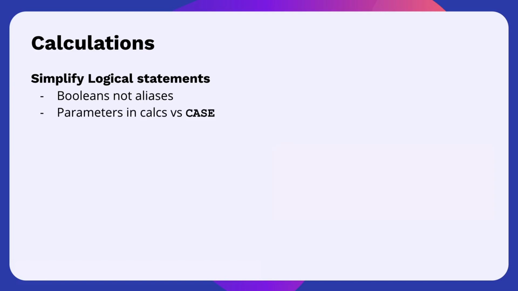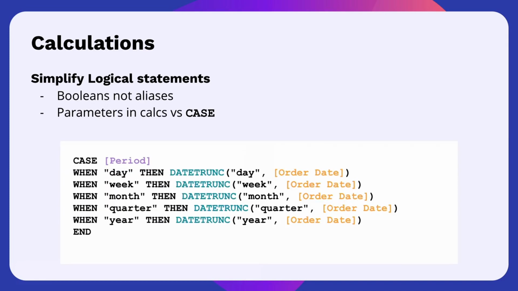Another common one I see, and this is just one example, is considering, can I get away with just putting a parameter in a calculation rather than writing a case statement? So here's a really good example, right? I've got this case statement. It says I can choose the period, and it aggregates my data up to whatever level I want. So if I choose day, it rolls up to day. If I choose week, it rolls up to week with the date trunc function. If I choose month, it rolls to month, quarter to quarter, and year to year.